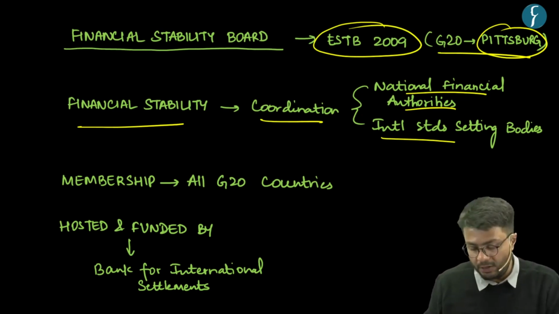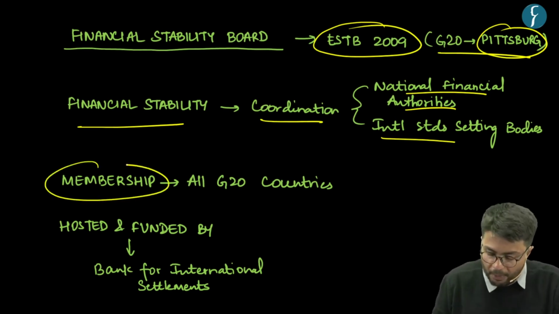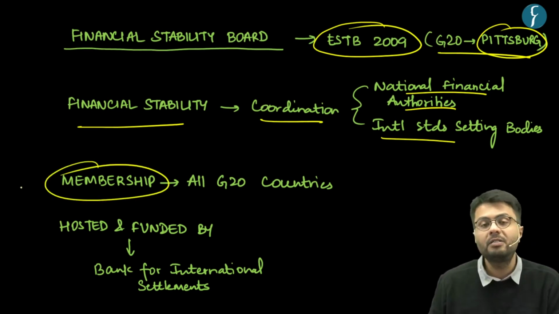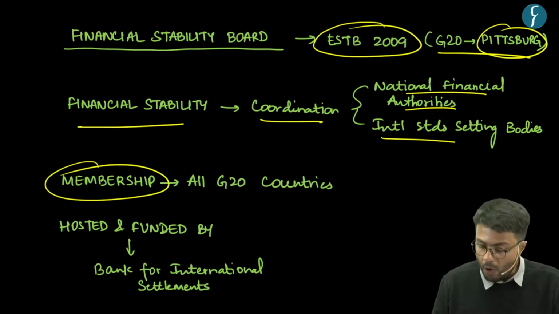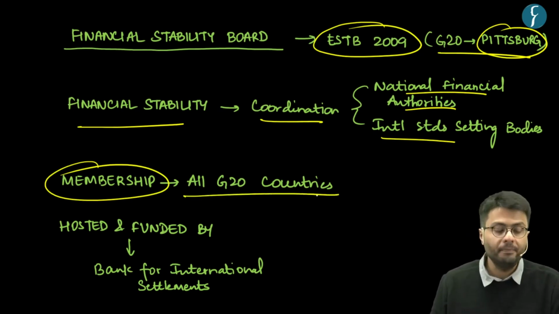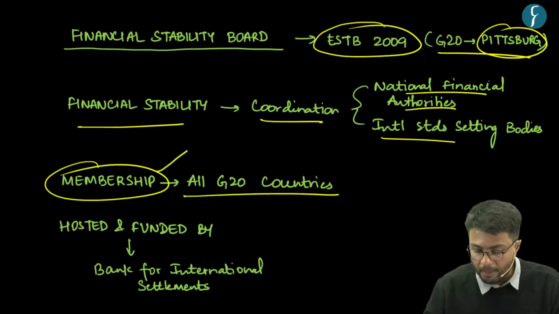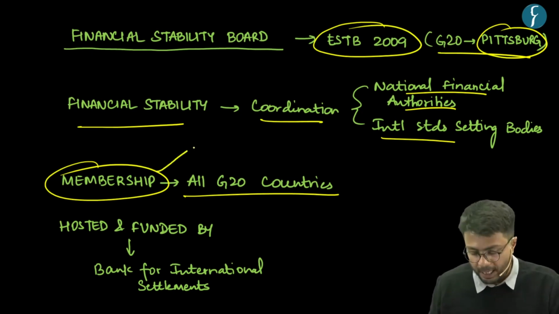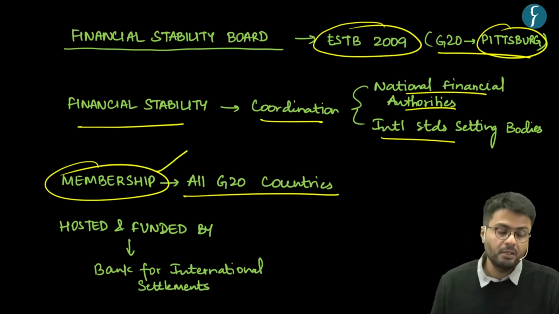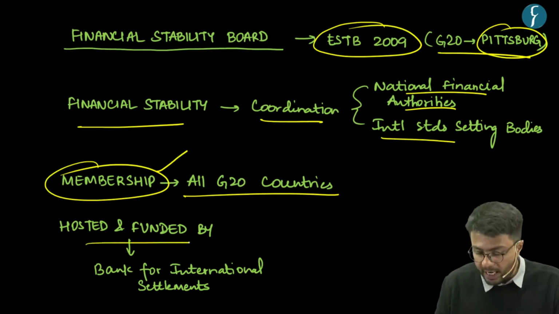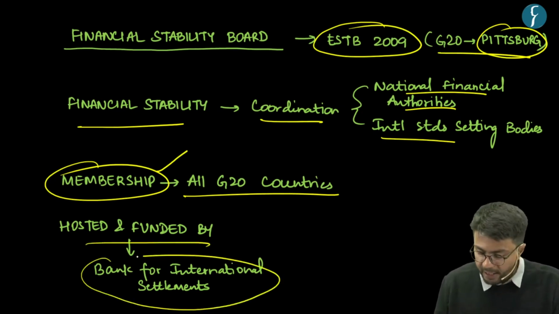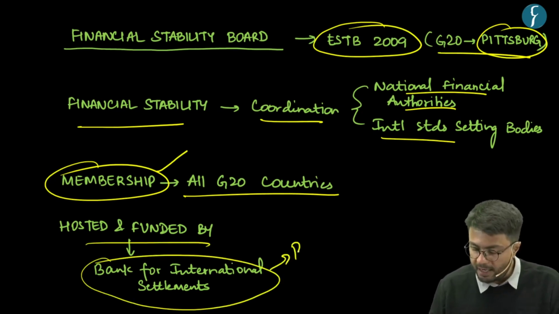Now, what is the membership of this Financial Stability Board? All the members of G20 are also members of this Financial Stability Board. And this Financial Stability Board is hosted and funded by the Bank for International Settlements, which is located in Basel city of Switzerland.